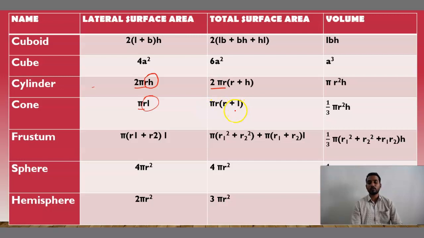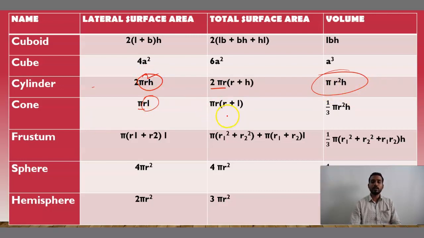Pi r into r plus l. Anyhow, cylinder: curved surface area 2 pi r h. Total surface area is 2 pi r into r plus h, and volume is pi r square h. Same, this 2 pi r, you just write this pi r h. In this, r square we should write. That's all. Pi r square h.